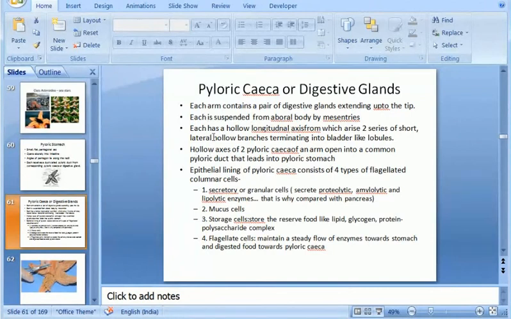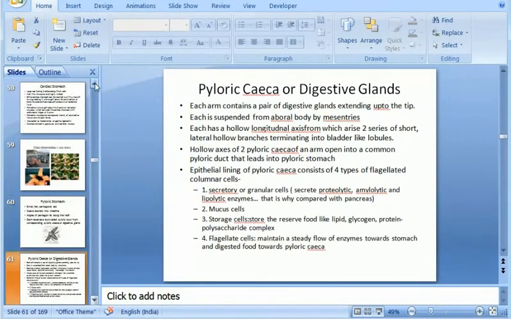Each of these glands has a hollow longitudinal axis from which arise two series of short lateral hollow branches that terminate in bladder-like lobules. The hollow axes of the two pyloric ceca of an arm open into a common pyloric duct that leads into the pyloric stomach.